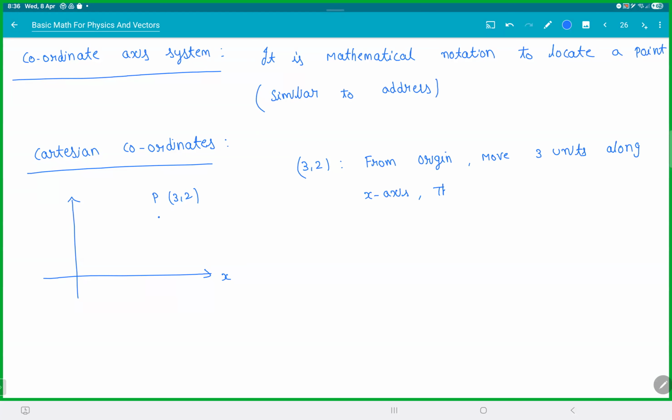Then walk 2 units along y-axis. You could have walked in the y and then x also. It would work, and then you reach the location. That's it. That's the meaning of 3, 2.